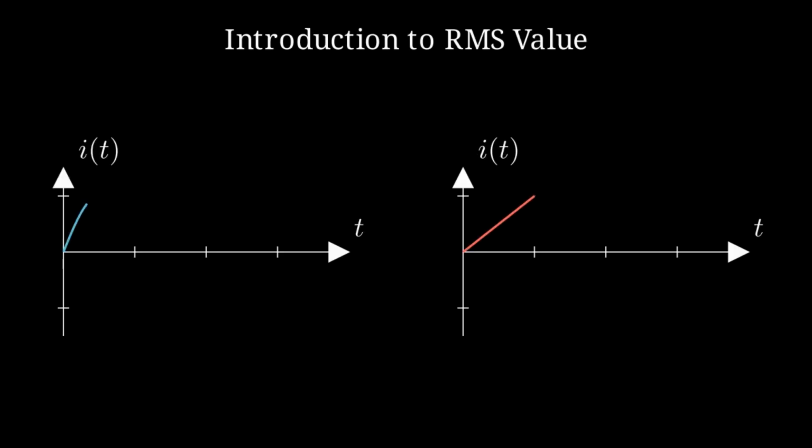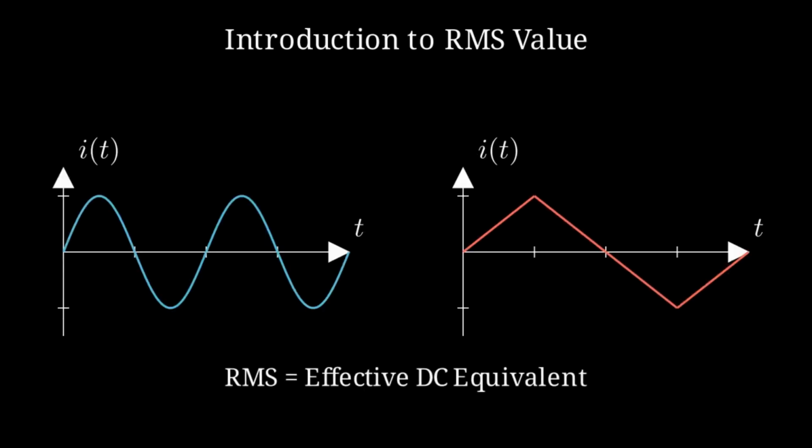The root mean square, or RMS, is a crucial concept in electrical engineering. It represents the value of a direct current that would produce the same heating effect as the alternating current. Today, we will derive this value specifically for a triangular waveform.